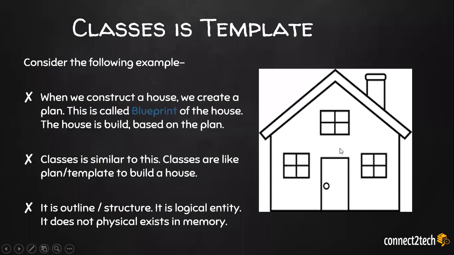Now what is the reason for creating a blueprint? The reason is that a blueprint is an outline or a sketch. So it is easy for you to make changes in the blueprint initially rather than constructing the house and then making changes. So before we begin to construct the house, we create a blueprint, right? So class is similar to this. Classes are like plans or templates to build a house.